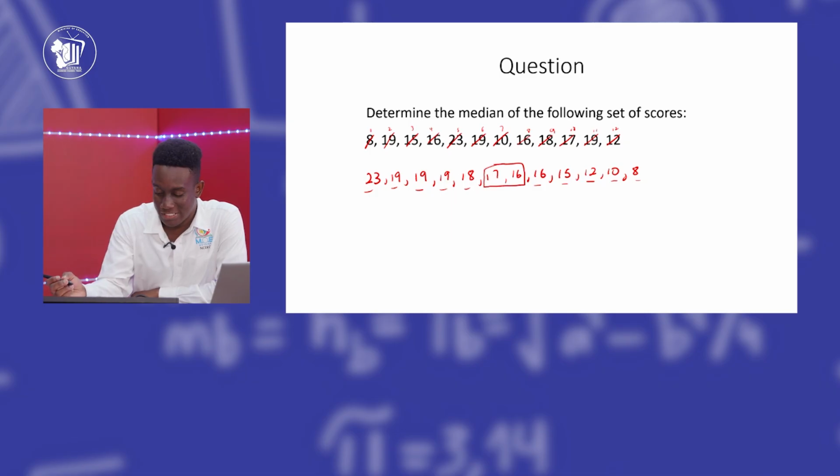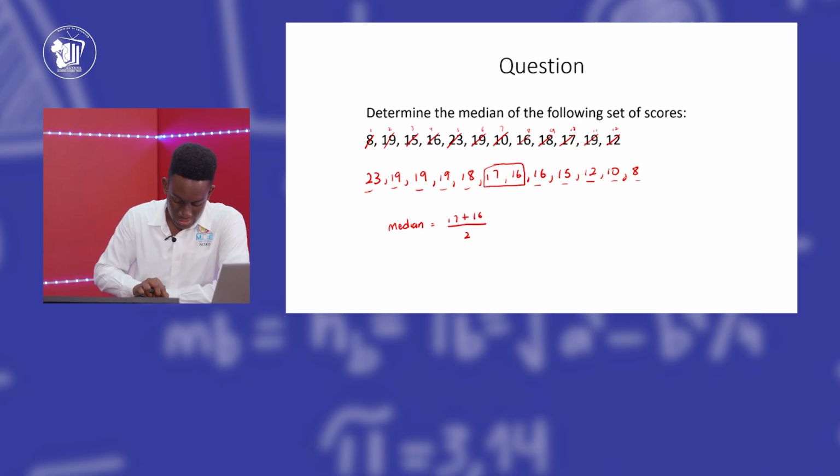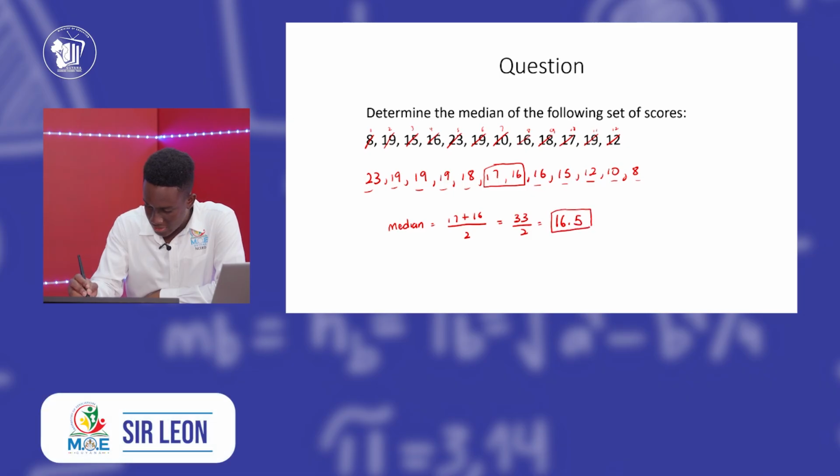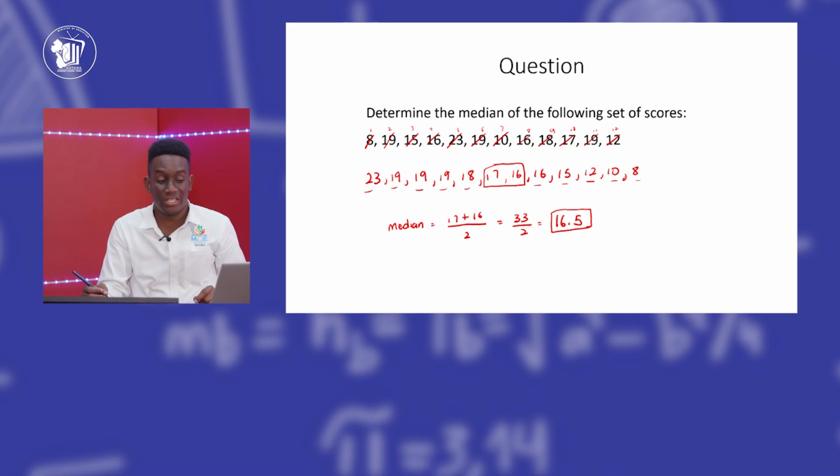So 17 plus 16. So to find the median here, the median will be 17 plus 16 all divided by 2. And 17 plus 16 would give us 33. 33 divided by 2 would give us 16.5. So the median is 16.5 in this case. So the median is the middle value.